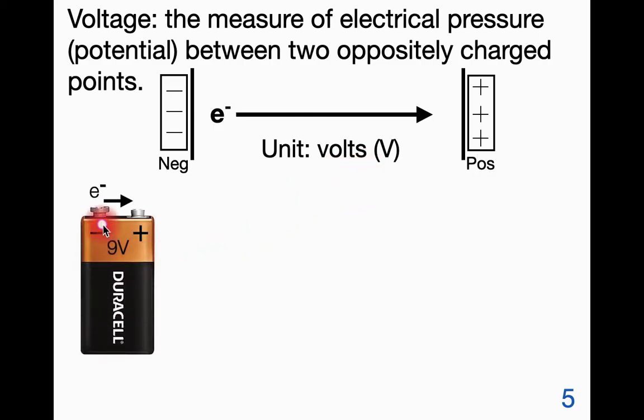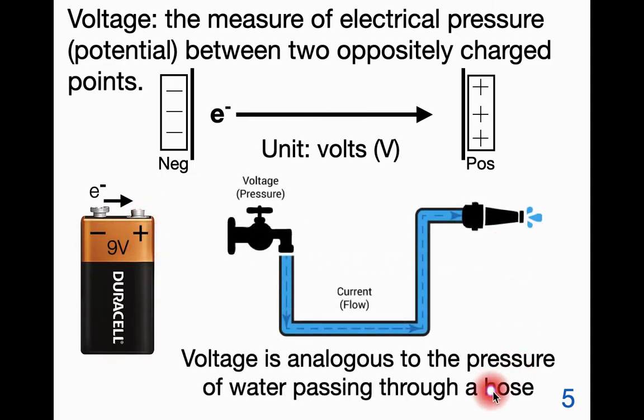So when you look at a battery and it has a positive and a negative post, whatever the voltage is of that battery is a measure of that attraction that the electrons would have going from one point to another point. As we'll see, the negative post is a site of oxidation. So you have oxidation taking place here. You have reduction taking place here. Voltage is analogous to the pressure of water passing through a hose. So if you were to turn the faucet on higher, the water pressure would increase. If you turned it down, the pressure would decrease.